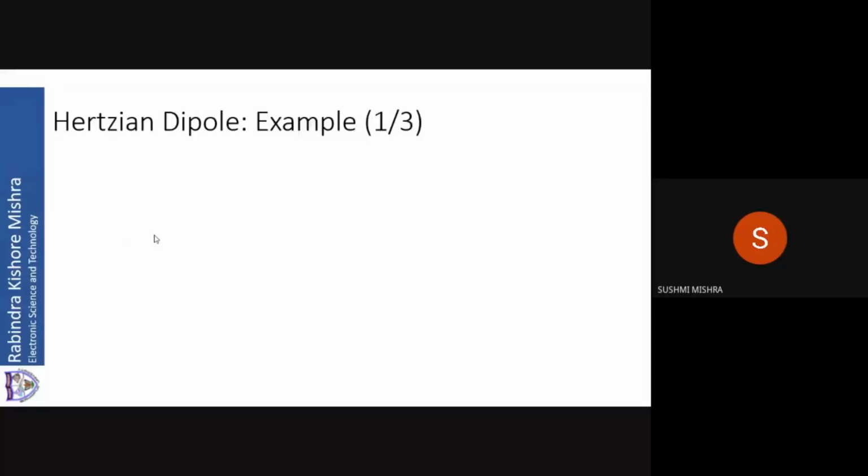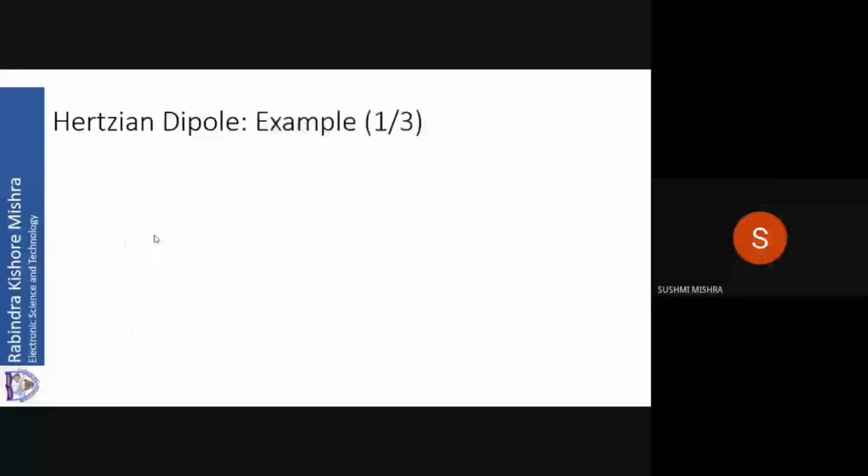So we considered what will be H rad and what will be E rad, and found the expression for H rad and E rad, taking only the components which vary as 1 by R, and neglecting the other components as near field, which we considered later. Then we saw that H rad and E rad are related by eta 0: eta 0 H rad is equal to R cap cross E rad. That we saw for the Hertzian dipole. Then we looked at their near fields also.